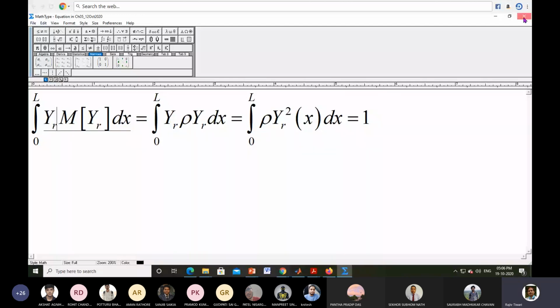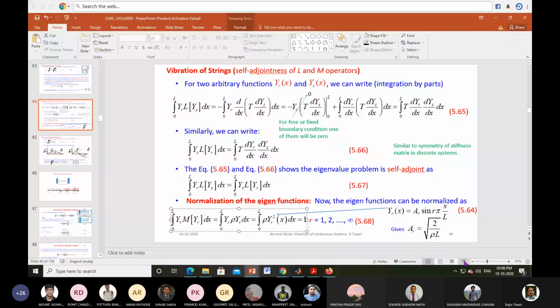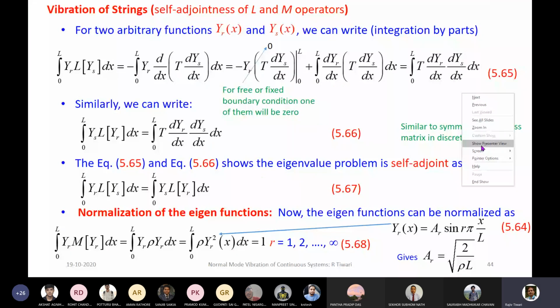So if we normalize this, over here the M operator is rho, and we need to do the operation on Y_r, but because this is constant, Y_r will be as it is. So this will be the square of Y_r times rho, and we are equating this to 1 to normalize the eigenfunction with respect to the M operator.